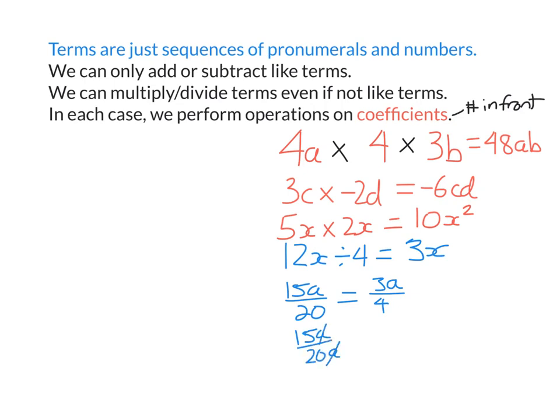So 15a over 20a, because the same letter is on the top and the bottom of the fraction, I cross it out, cancel it out. So this will just be 3 over 4. This time the answer doesn't have any a's.